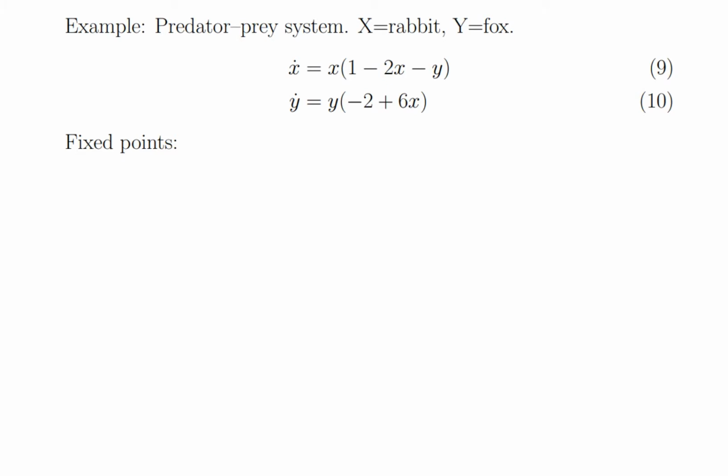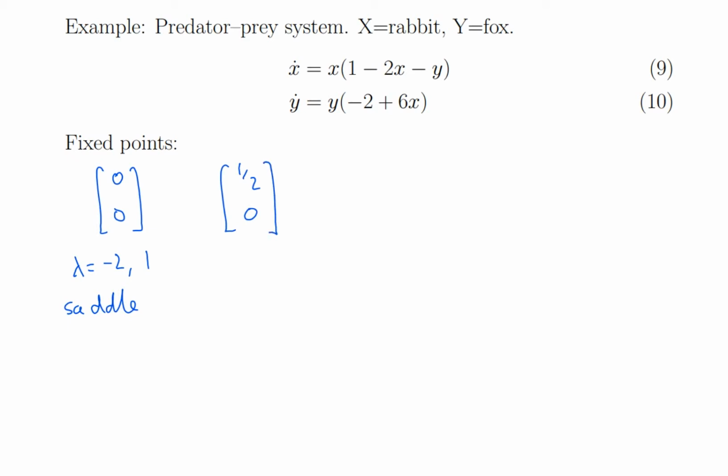So let's repeat the same calculation as before. We find 3 fixed points this time. The fixed point at 0, 0 has lambda equal -2 and 1. This time it's a saddle. The fixed point at 1/2, 0, that's where there are some rabbits but no foxes. That has lambda equals ±1. That is an unstable saddle.